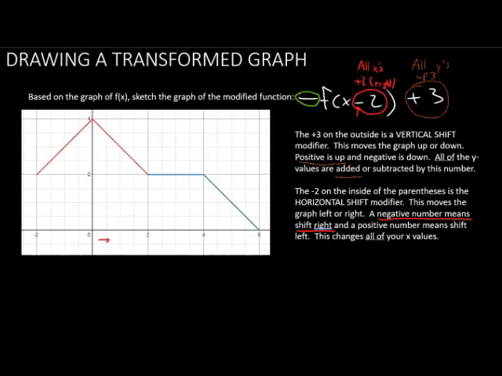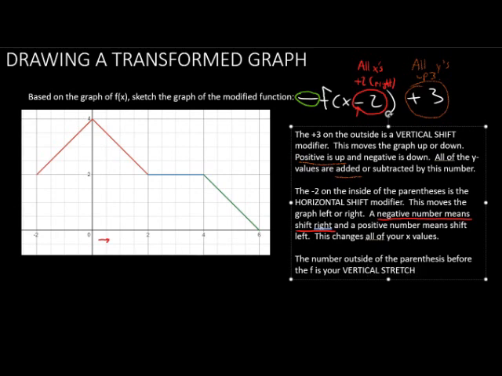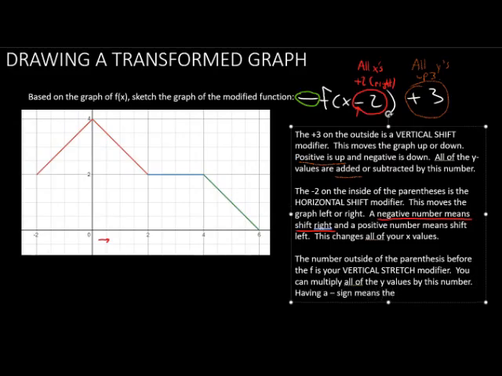The number on the outside of the parentheses before the f is your vertical stretch modifier. This vertical stretch modifier will multiply all of the y values by whatever that number is. If that number is negative, this will also change the sign of all of the y's. Note that if there is no number but there is a sign, we can treat the number as negative 1. This means that all of our y's will be multiplied by negative 1 in this case, seeing as how we have just a minus sign.